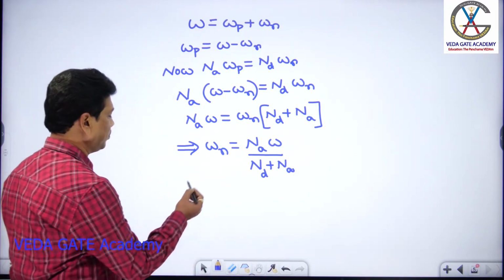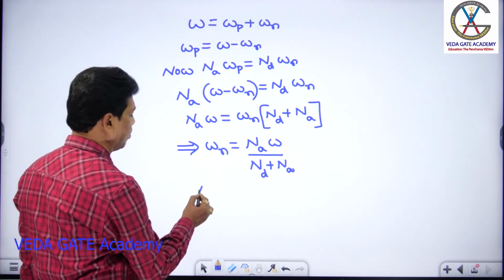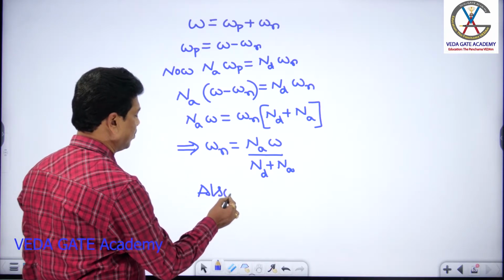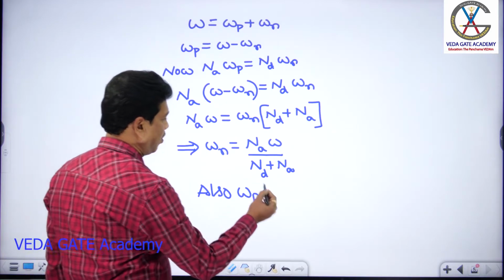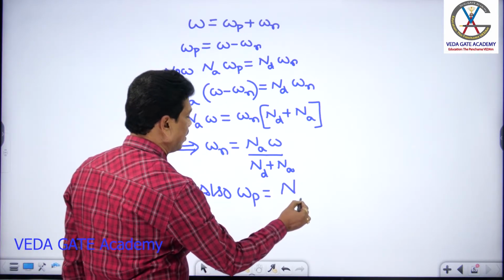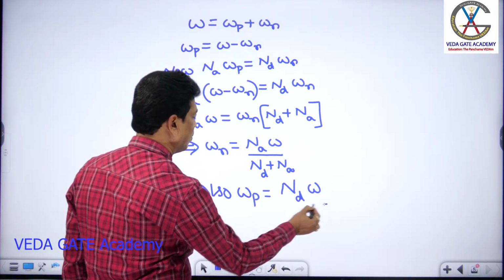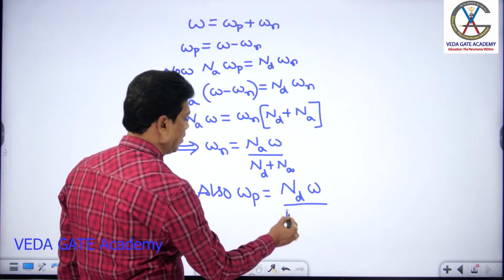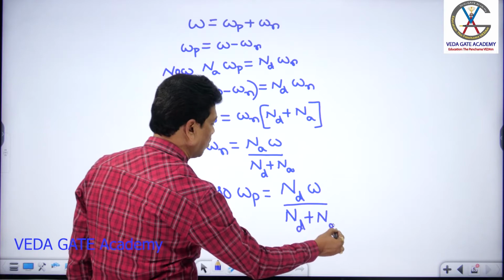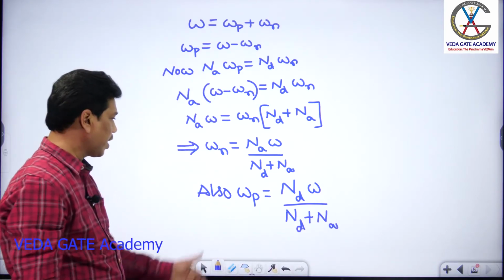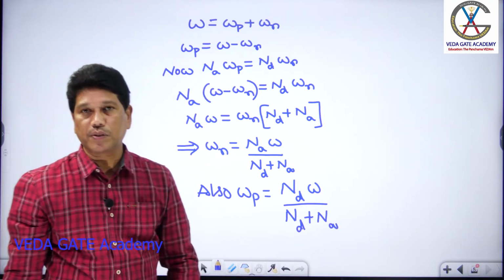Similarly, if I write Wp, you get Nd into W divided by Nd plus Na. Understand now this doping condition: the width of the barrier on the n side and the width of the barrier on the p side.